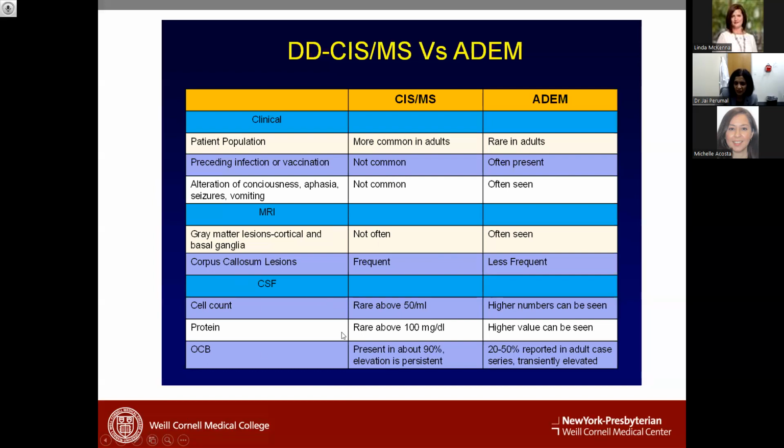What about CSF? Usually in MS, the protein and cell count are normal or just mildly elevated, while more than 95% of the time you'll have oligoclonal bands and IgG index. In ADEM, often because there is so much inflammation, the cell count and protein can be higher than MS, and the presence of oligoclonal bands or IgG index tends to be lower. So, if you're in doubt, you collect all of these things, which can help you make one diagnosis or the other.